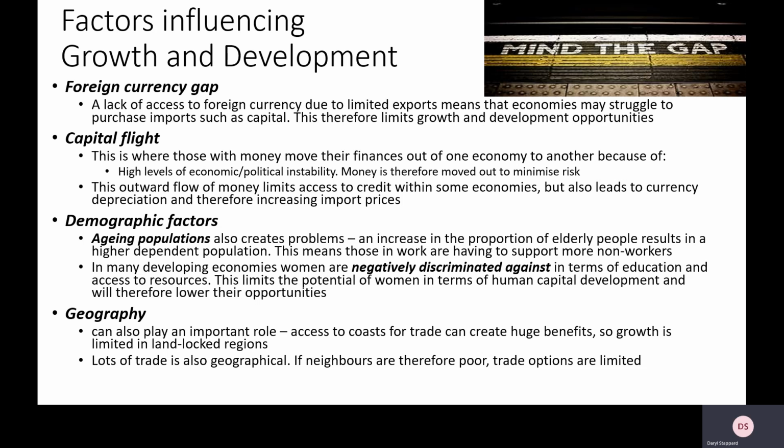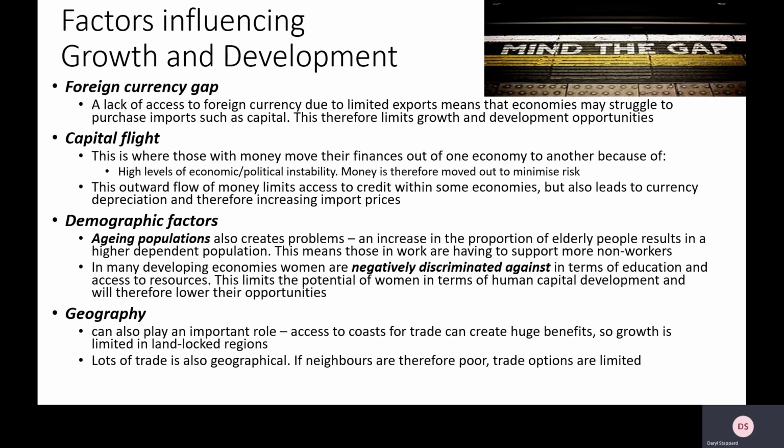Now, another problem is what we call geography. And we often look here linked to a landlocked country. So, for example, Burundi in Africa is surrounded by other countries, so it has no coasts. And that means it's very difficult for those economies that are landlocked to export goods across the world because they cannot get things to ports easily.